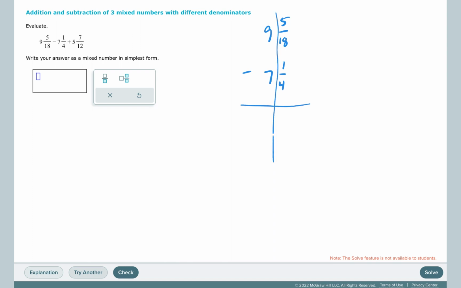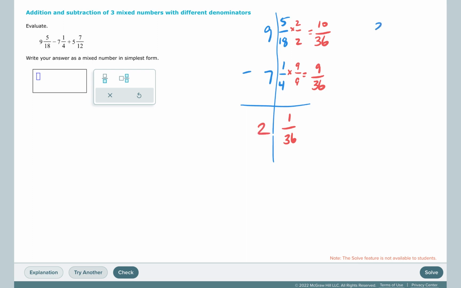So just like before, I'm going to skip count by 18. So first multiples, 18 times 1 is 18. 18 times 2 is 36, and 4 goes into 36. So that's going to be my common denominator, times 2 over 2, times 9 over 9. I'm subtracting here, so 10 minus 9 is 1 over 36. 9 minus 7 is 2 wholes.